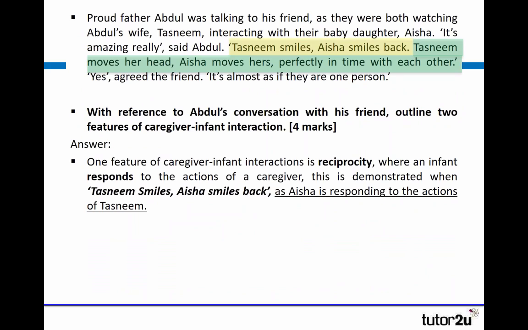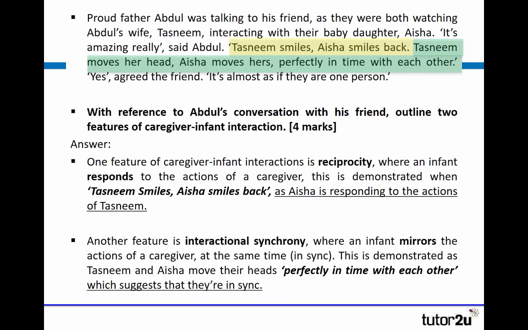This is demonstrated, and I really highly recommend you do this, quote from the extract: this is demonstrated when Tasneem smiles, Aisha smiles back, okay? As if Aisha is responding to the actions of Tasneem. So I've gone on to justify why it is reciprocity. You then do exactly the same for your second feature.